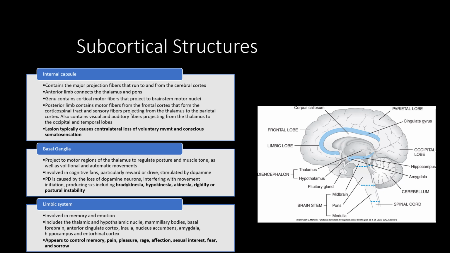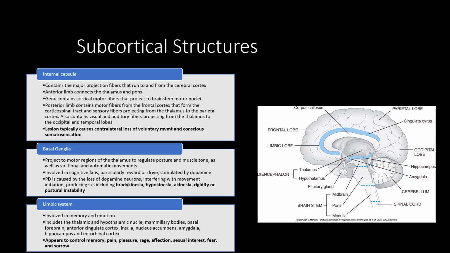The basal ganglia projects to motor regions of the thalamus to regulate posture and muscle tone, as well as volitional and automatic movements. Patients with Parkinson's disease are patients who have damage to the basal ganglia, and remember that dopamine production is involved in Parkinson's as well. The basal ganglia is involved in cognitive functions, particularly reward or drive, because it is stimulated by dopamine. And the loss of dopamine neurons, which interferes with movement initiation, produces symptoms such as bradykinesia, hypokinesia, akinesia, rigidity, or postural instability, which are hallmark signs of Parkinson's disease.